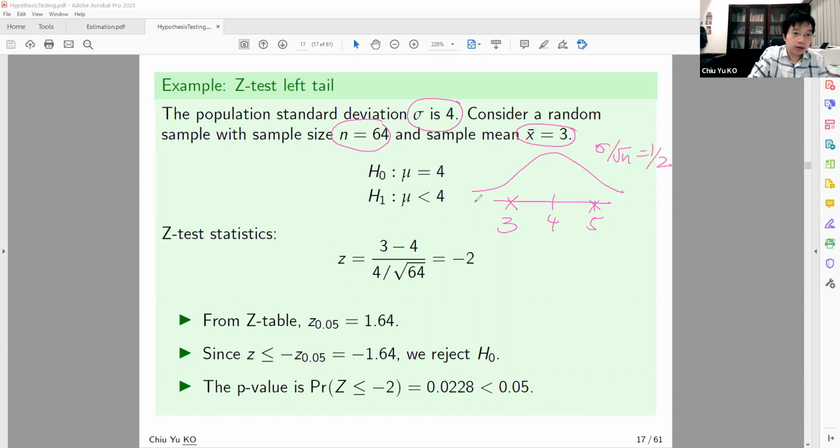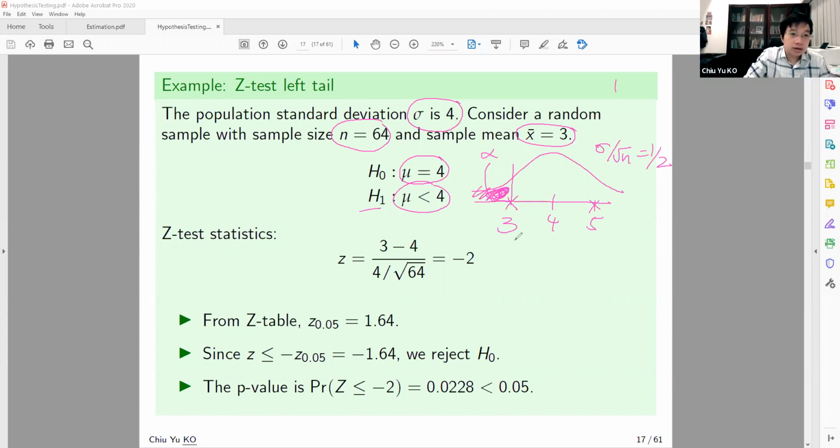Again, the question is: H0 now is mu equal to 4, and H1 is mu less than 4. So we're asking if the probability of being less than 3 is less than alpha or not, less than 5% or not. If less than 5%, then we say this is so far away that we would rather reject it. If this is not enough, then we don't. So that is the idea.